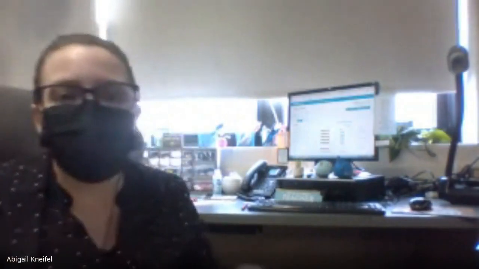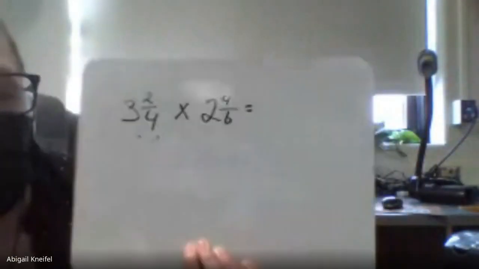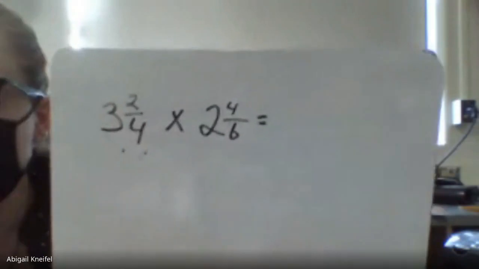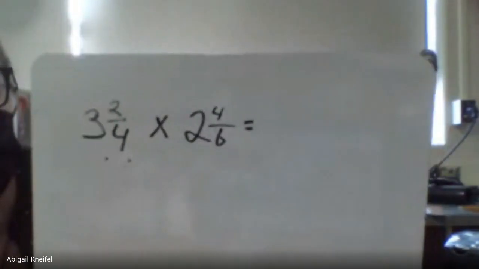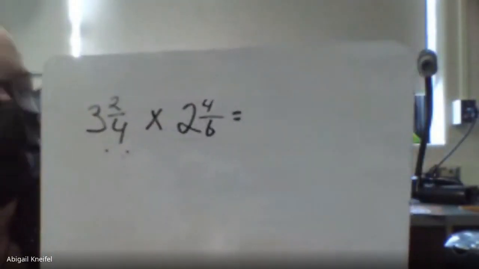All right, let's try this one. Remember, if you can cross simplify, cross simplify. 3 2/4 times 2 4/6.